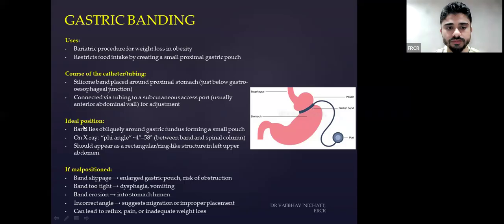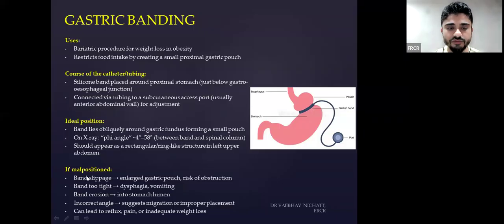The ideal position is that the band lies obliquely. The question was asked based on this, the phi angle. The normal phi angle should be 4 degrees to 58 degrees. So the band lies obliquely around the gastric fundus, forming a small pouch over here. On the X-ray, the phi angle should be between 4 and 58 degrees. I'll tell you how to measure the phi angle in the next slide. The band should appear as a rectangular ring-like structure in the left upper quadrant of the abdomen.